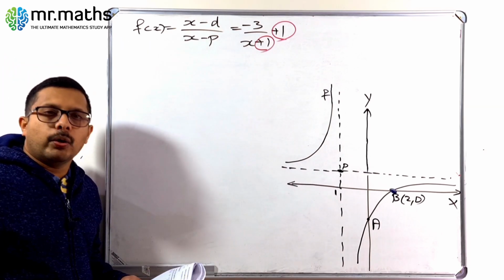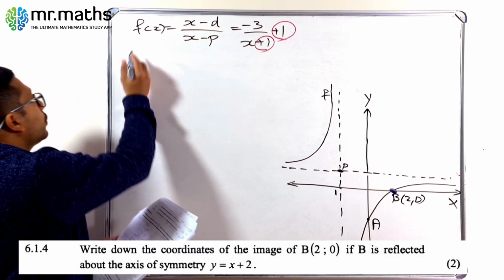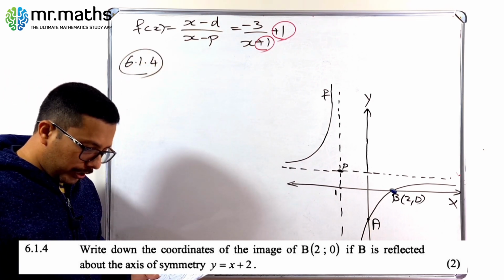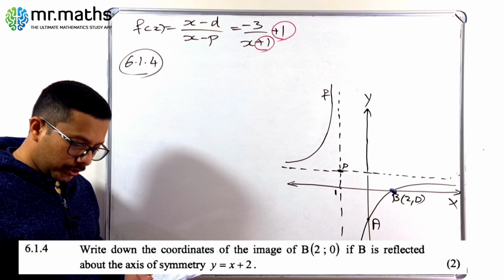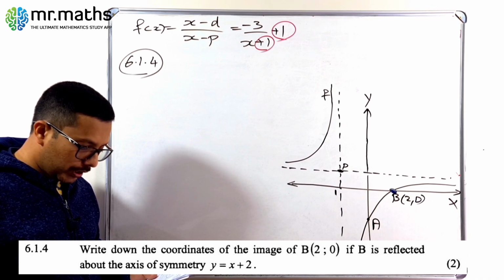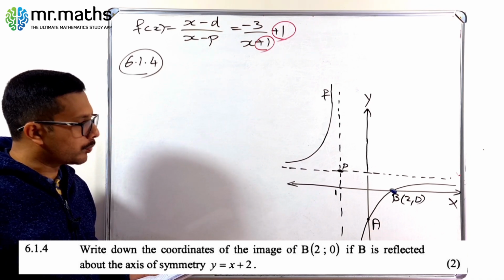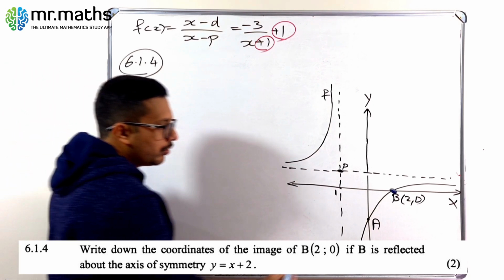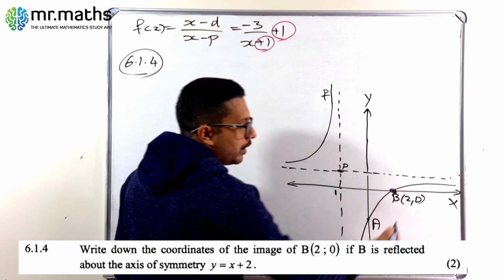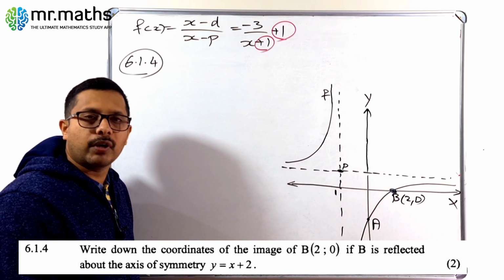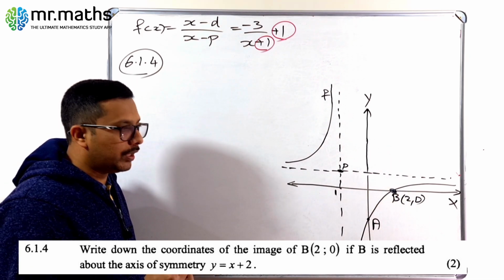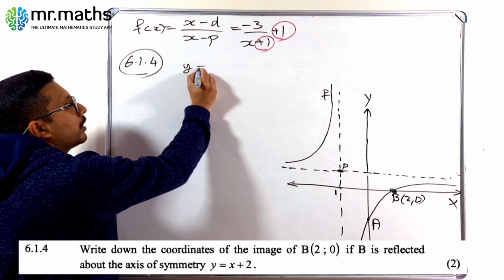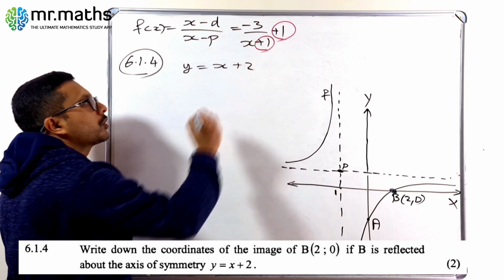Next question, 6.1.4. What is that question? Write down the coordinates of the image of B (2, 0) if B is reflected about the axis of symmetry y is equal to x plus 2. So you have to write the coordinate of the image of this point B (2, 0). What is the image of B if B is reflected about the axis of symmetry y is equal to x plus 2?